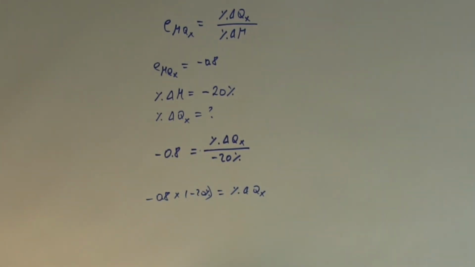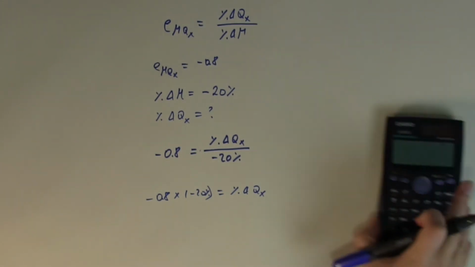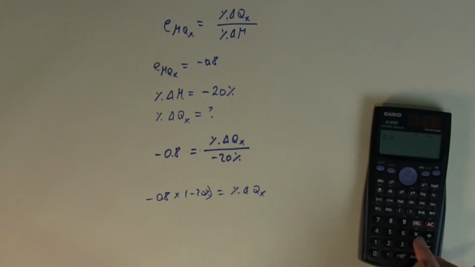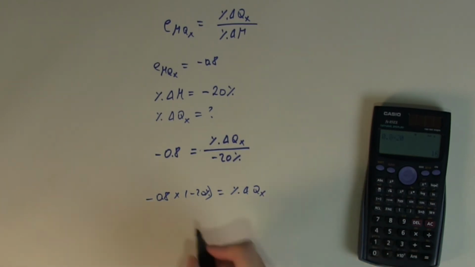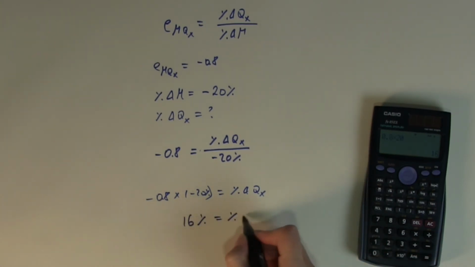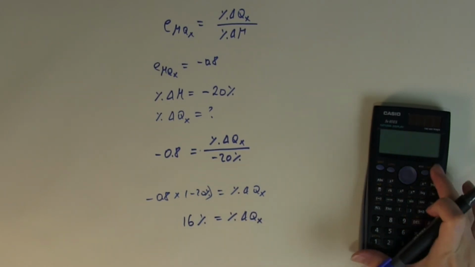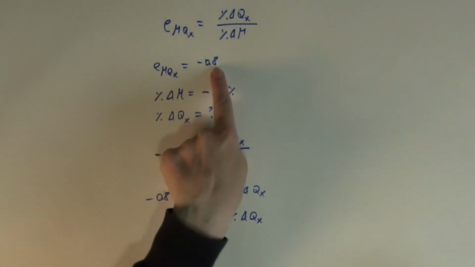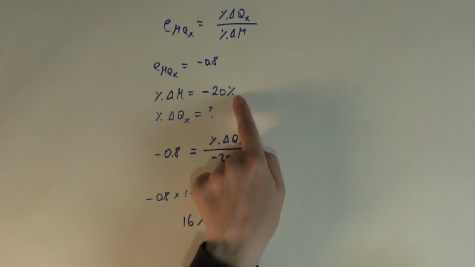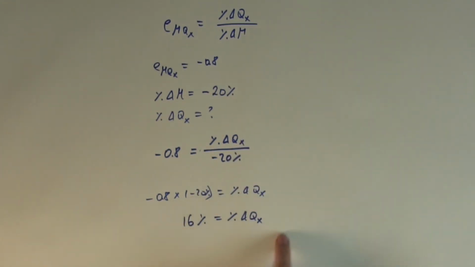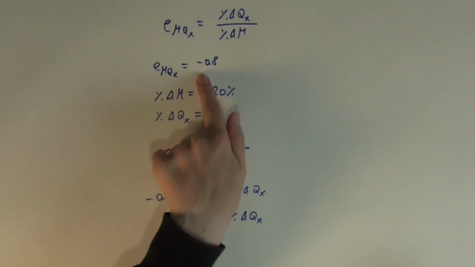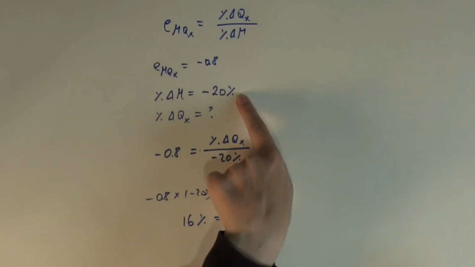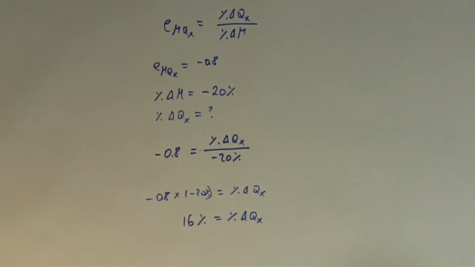Negative times negative will give me positive. So 0.8 times 20 will give me positive 16%. So what it means is that because of the income elasticity of organic butter, even though there will be a drop in income, I still expect an increase in demand. Okay, so be aware of that. Depending on the elasticity of the product, sometimes a drop in income could still lead to an increase in demand.